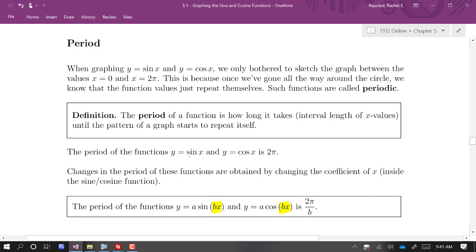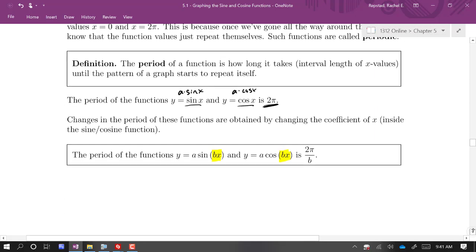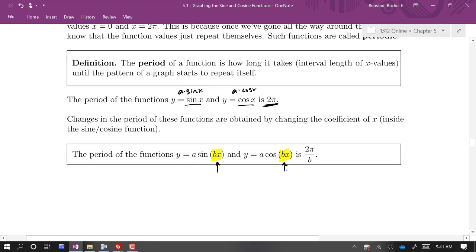So far, when we've been working with sine x and cosine x, the period is 2 pi, right? Because we went once around the circle. And we know that if we keep going, it'll just repeat those values. And putting a number in front, so a times sine x or a times cosine x, that doesn't change the period. The number in front just changes how far it strays, changes what its maximum and minimum values are, but it doesn't change the fact that it still is just one go around the circle. Changing the period happens when we multiply inside the function.